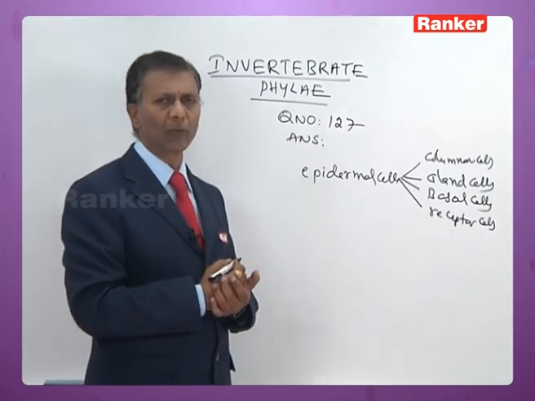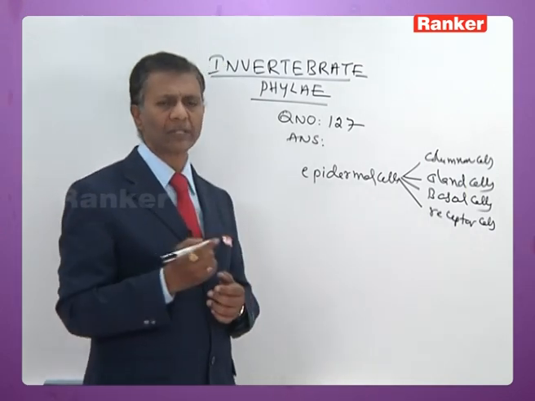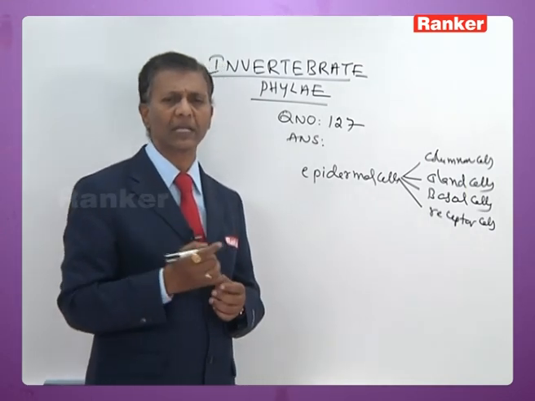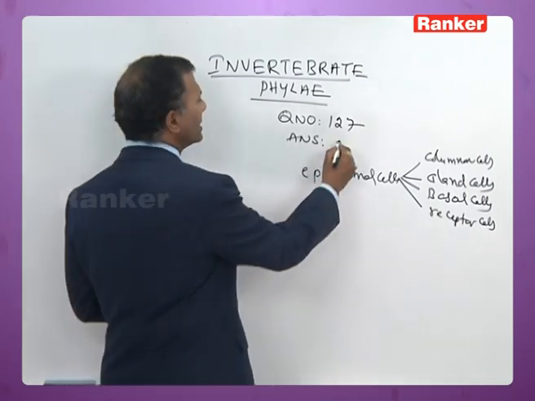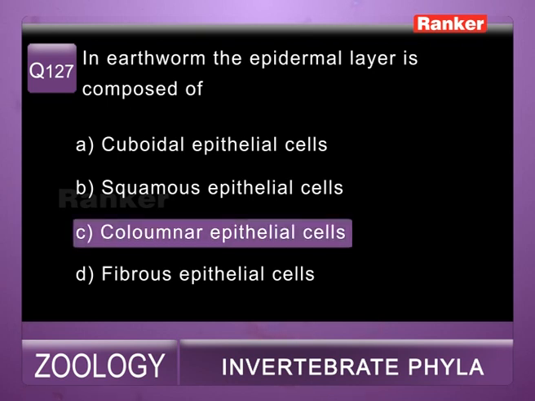Gland cells in turn are of 2 types: mucous gland cells and albumin gland cells. All of them are columnar. So the question 127, the correct answer is C, columnar epithelial cells.